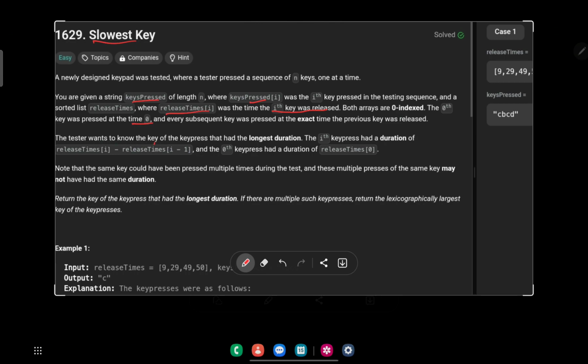The tester wants to know the key of the key press that has the longest duration, and the ith key press had a duration of releaseTimes[i] minus releaseTimes[i-1]. We have to return the lexicographically largest key of the key press.